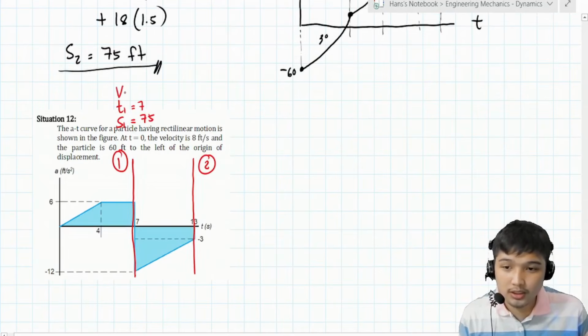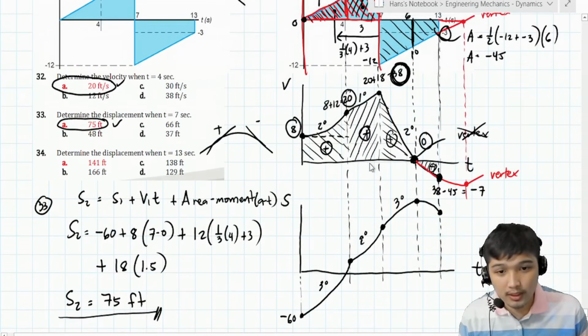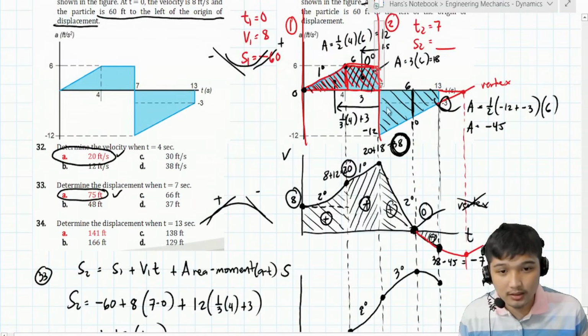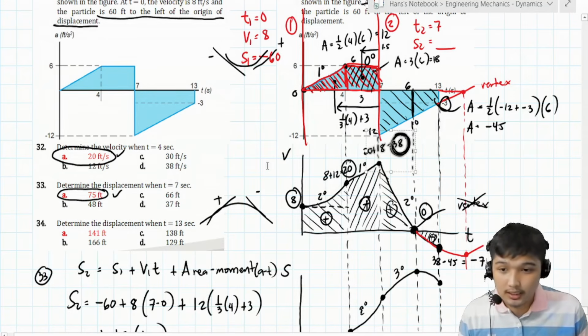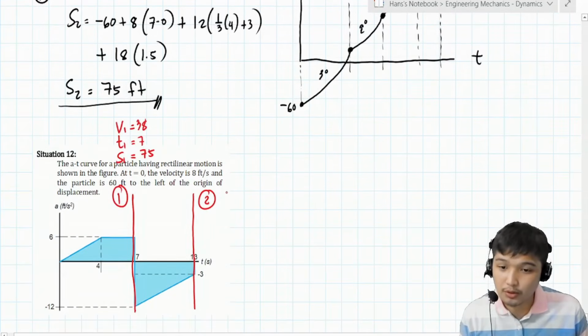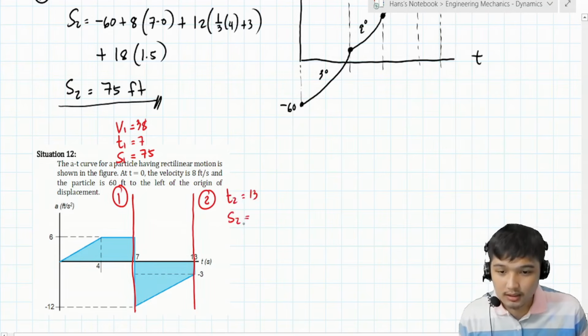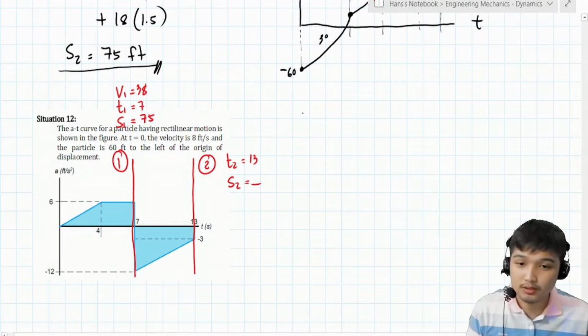O, ano na yung velocity at 7 seconds? So, we can use na lang dito yung drawing na to. So, nasan yung 7 dito, guys? Ito yung 7, no? So, ito yung velocity, guys. So, 38. Okay lang. At 7 seconds from the graph, the velocity is 38 feet per second. So, lalagay ko na yung 38. Tapos, ito na yung point ko. 13 seconds. What is its position? S2. Okay? So, gamitin natin yung formula.